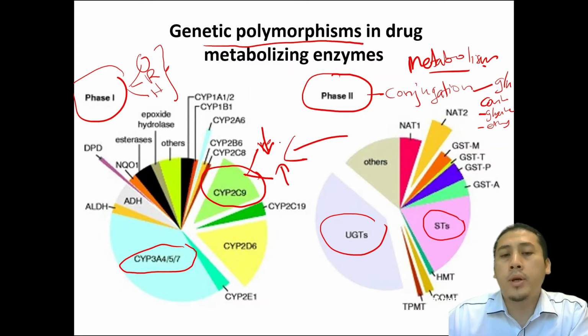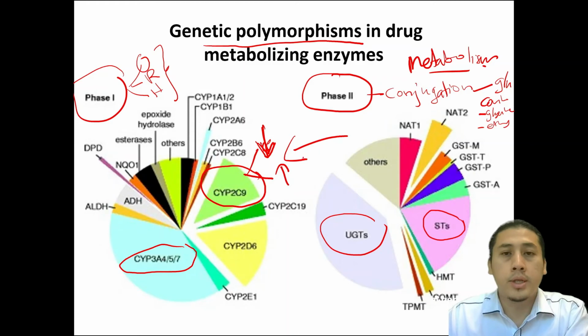So what happens if it reduces the activity of CYP2C9? Then that means it has a reduced capability to metabolize warfarin. And when it has reduced capability of metabolizing warfarin, then you will have more active warfarin in the blood circulation, and this will cause overdose, and this will cause side effects. And if CYP2C9 is increased, then you will have less active warfarin in the blood circulation. Then you will not reach the pharmacological effect that you desire.